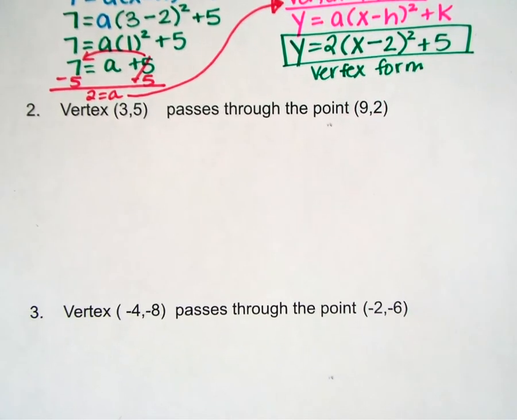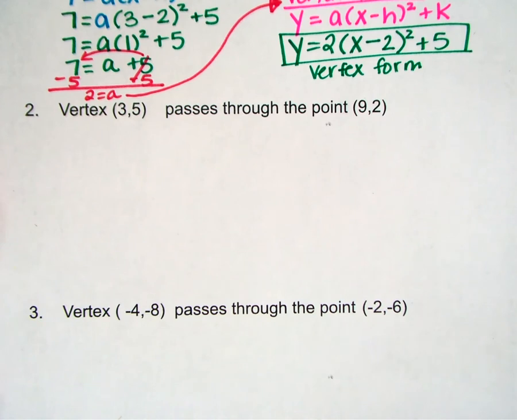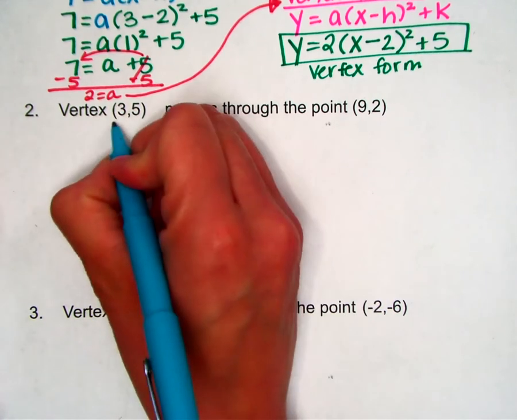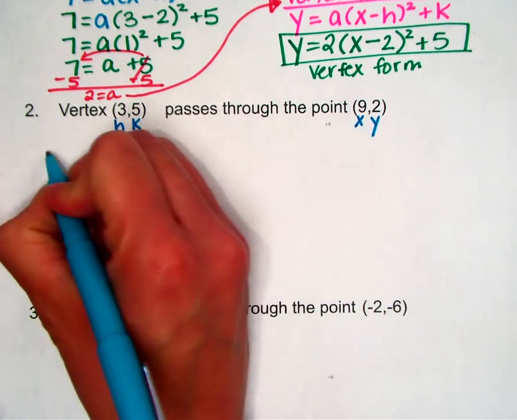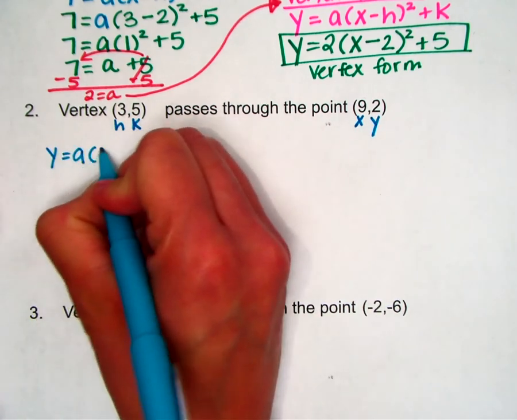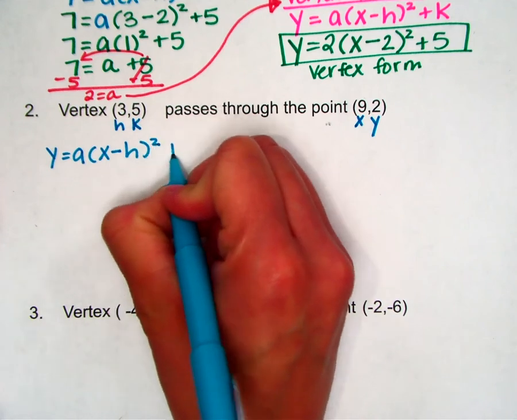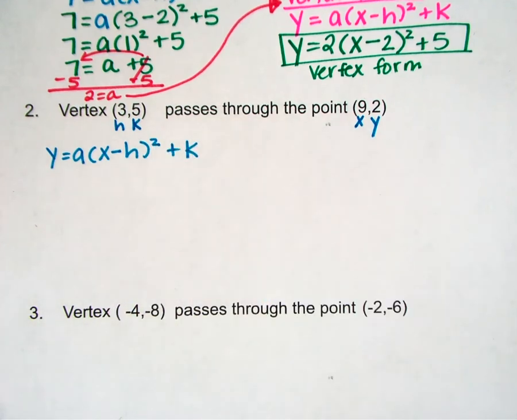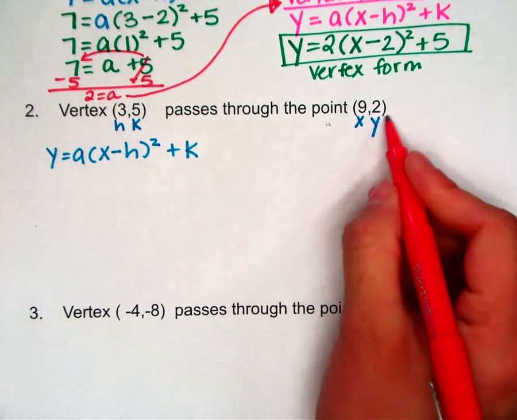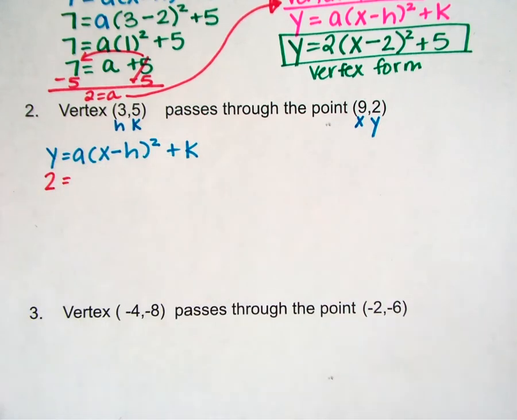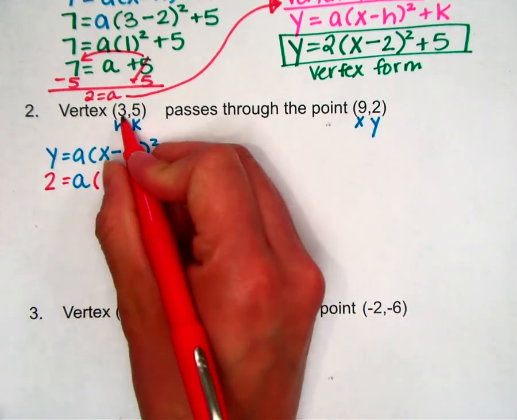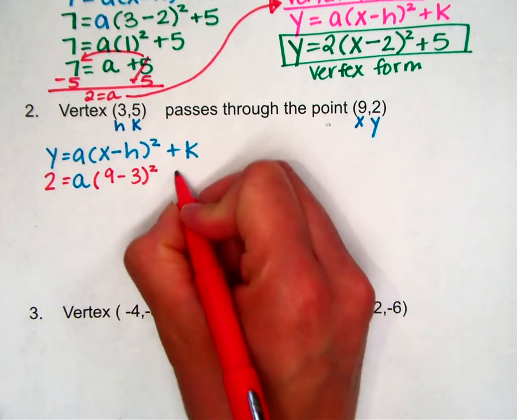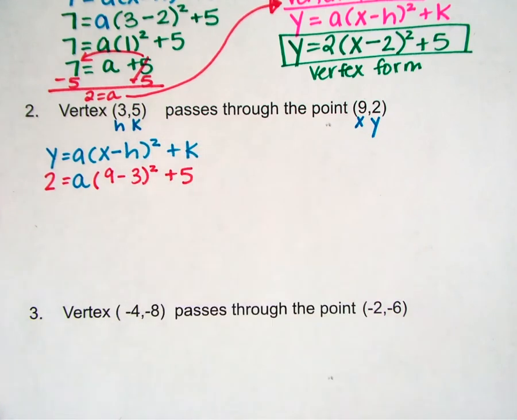Example number 2. We're going to follow the exact same process. So we want to identify the vertex to be h and k, and my point to be x and y. So in the equation, y equals a(x minus h) squared plus k, I'm going to substitute in what I know. So I know that y is 2. I don't know a, so I'm going to leave a as a variable. x minus h is going to be 9 minus 3, squared. 5 is k, so plus 5 on the outside.